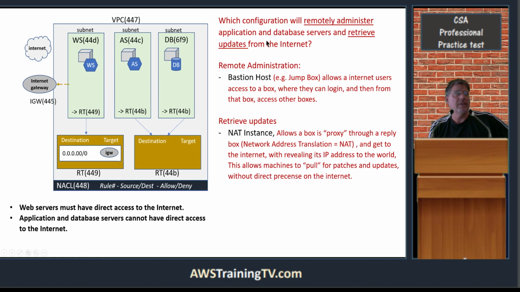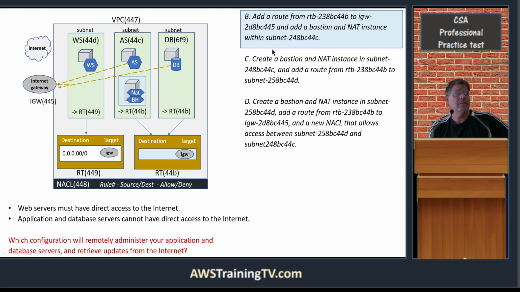B, so I'm shifting these up, by the way. B, add a route to 44B. Okay, that's 44B to the internet gateway. So this is looking at setting a route so these guys can directly go to the internet gateway and add a bastion host to 44C. But remember, one of our strong rules is that these hosts cannot be accessed by the internet, and having a route to the internet directly, so I would just say B doesn't look very good.